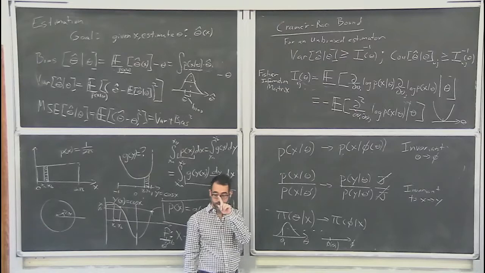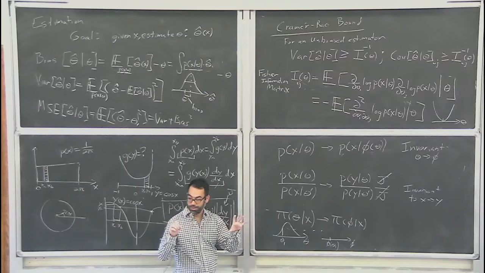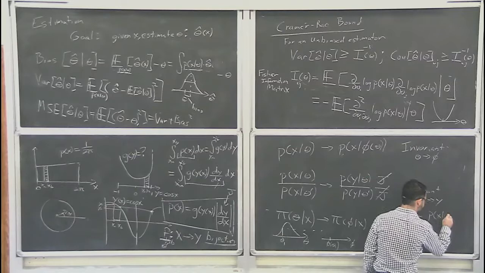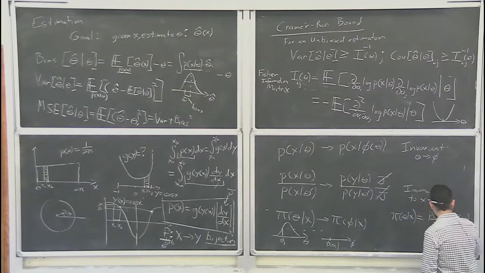I'm thinking about Bayes' theorem now. Through Bayes' theorem, pi of theta given x looks like the likelihood, p of x given theta, times some prior on theta, and then there's a normalization constant, essentially, which is p of x. So here's Bayes' theorem again, just to remind you.